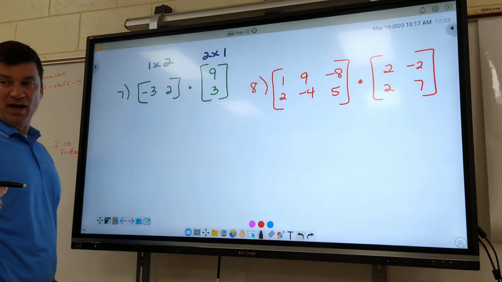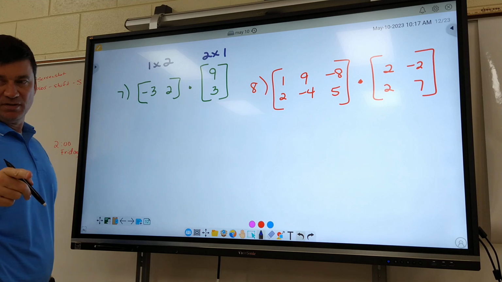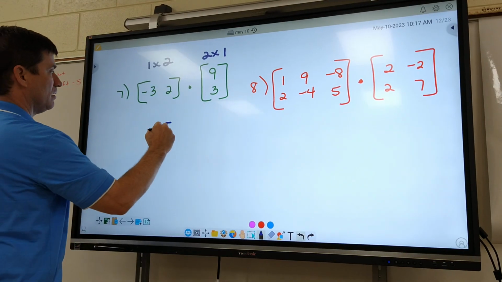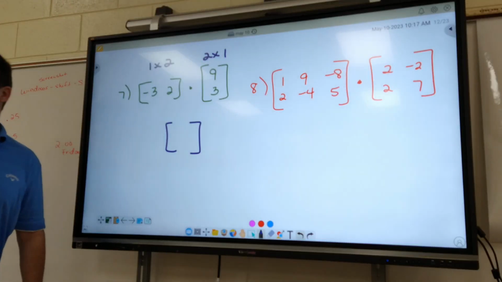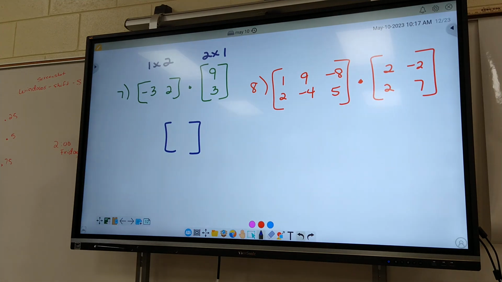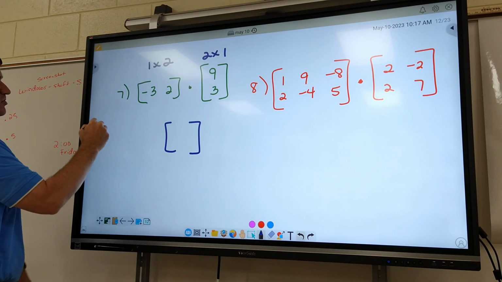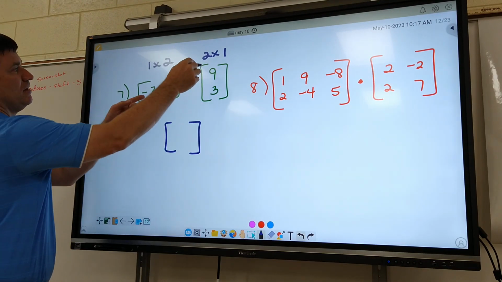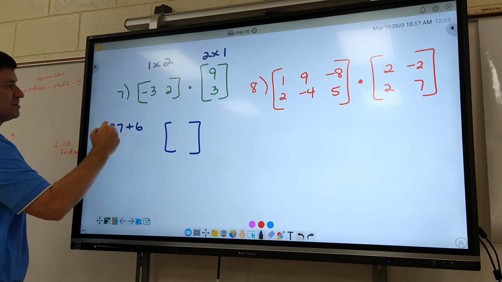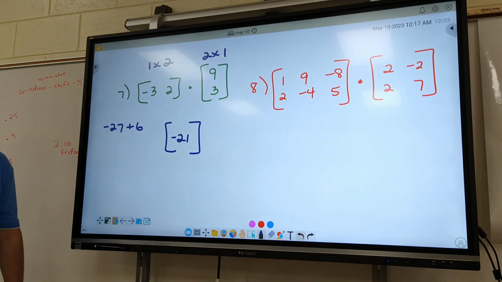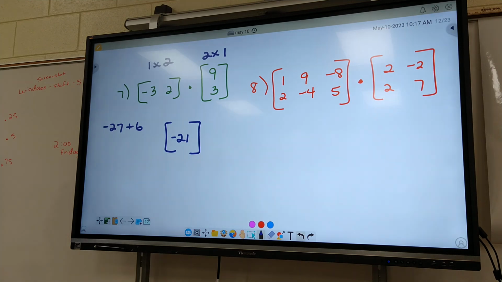So can you multiply it? How big will the answer be? A 1 by 1, just flipped up. So it's just going to be one number. A 1 by 1 is one number. So times these two, -27. Times these two, I get 6. My one number is -21. Done with 7. Go to 8.